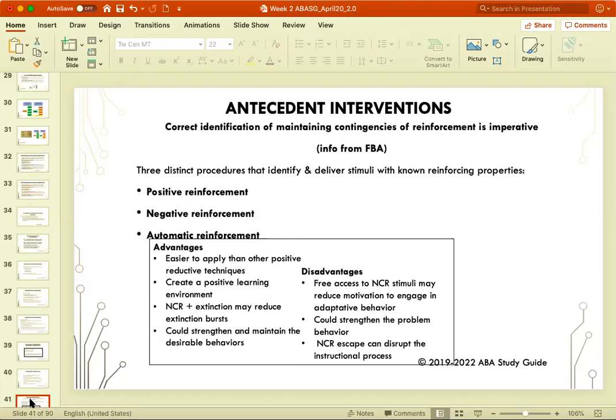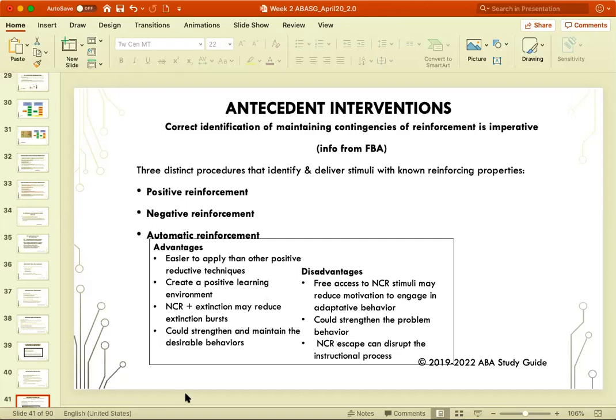Advantages of NCR: they're easier to apply. They create a positive learning environment, especially when it comes to praise. NCR plus extinction may reduce extinction bursts, so the combination of the two can be beneficial, and they can strengthen and maintain the desirable behaviors.